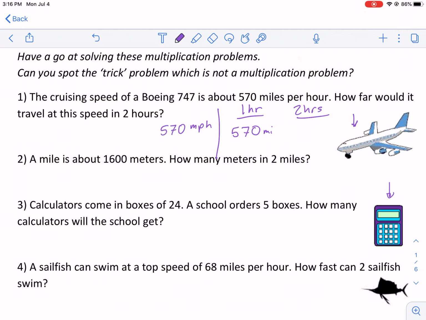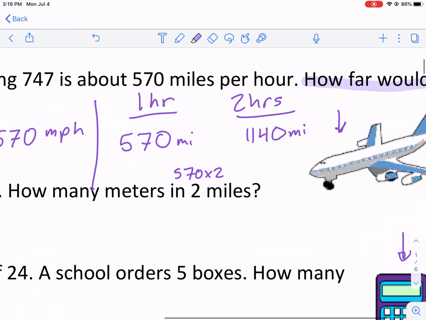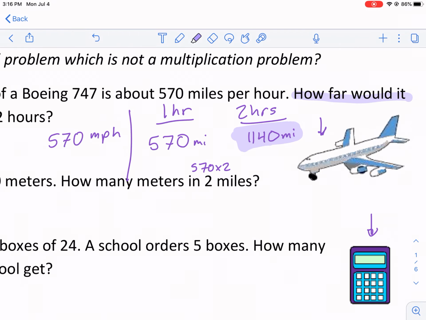So 570 plus 570. Another way to do it is 570 times 2. So we're going to multiply by 2, and when we do that, we get 1,140 miles. Okay, we need to match. How far would it travel? We need to match. Don't say miles per hour. That doesn't answer the question. We want to know how far it went. So we need a measure of distance in miles, 1,140 miles.